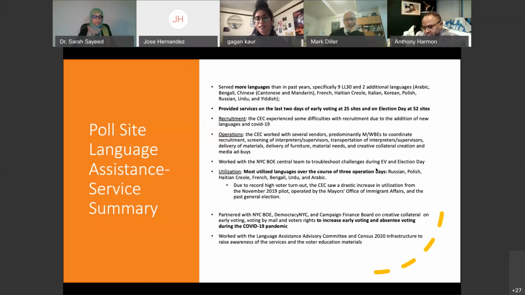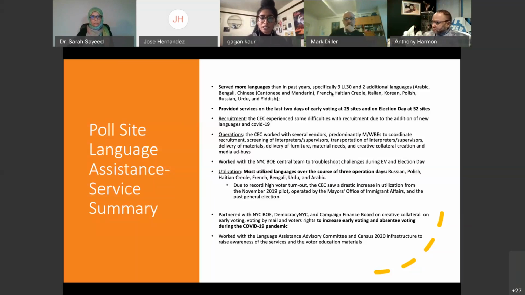In addition, the layer of challenges due to COVID-19 was also a very real thing. We had the most difficulty recruiting for Urdu, Yiddish, and Haitian Creole. We were able to meet the targets that we set for recruitment, but it was down to the wire. Members of our Language Assistance Advisory Committee really stepped in to help get the information out there and help us recruit additional interpreters for those languages.